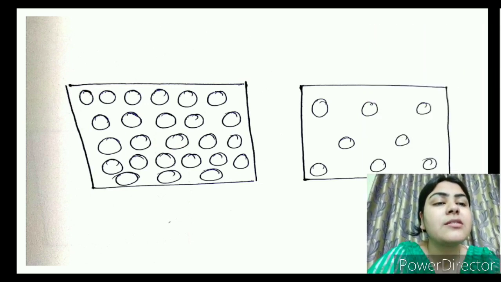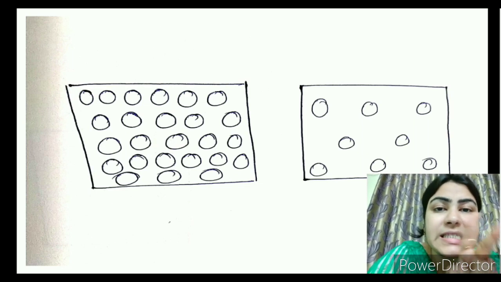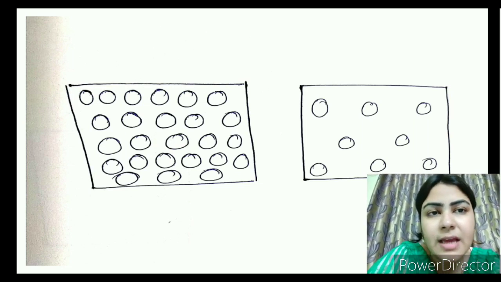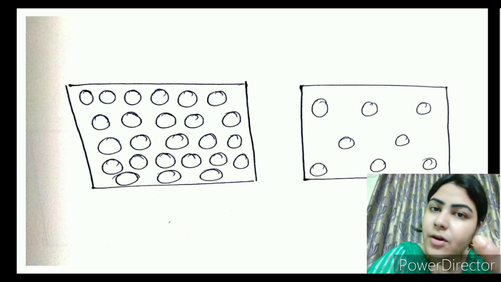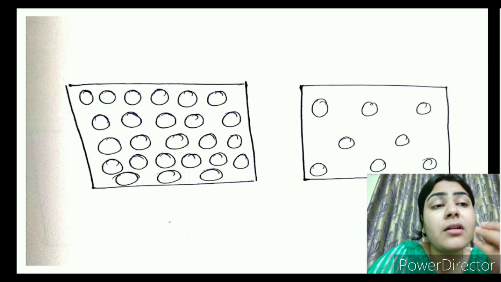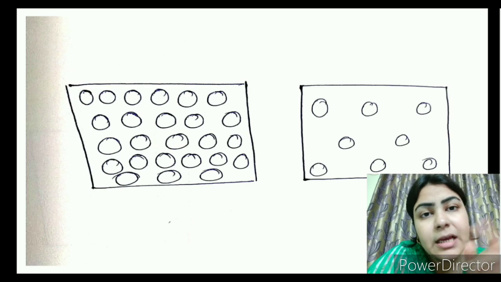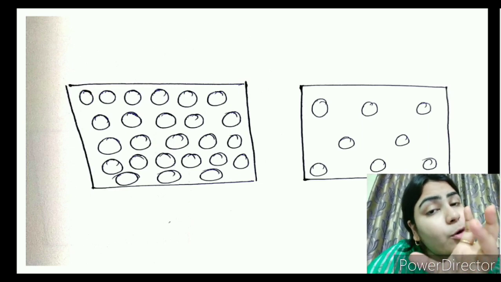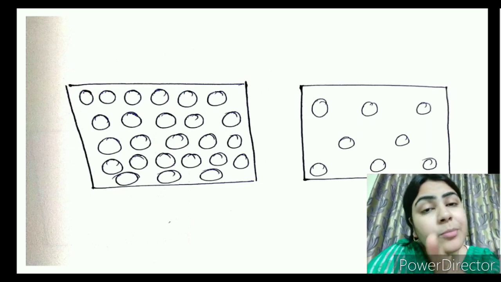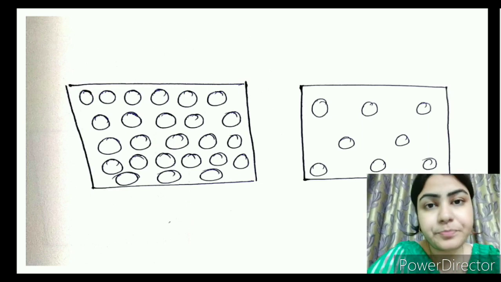Now, can you see in this picture? Can you see in this diagram, children? I have drawn the same kind of boxes. Yes, the boxes are the same, but in one box there are many balls, right? And in one box there are only how many balls? There are only 8 balls. You see, this box on the left-hand side has many balls. Both boxes are of the same size, but one box has many balls and one box has very few balls.